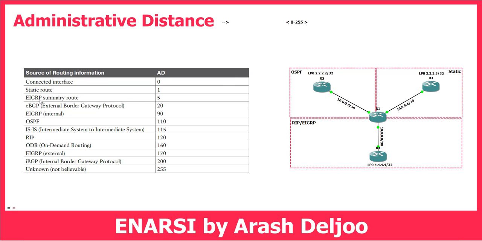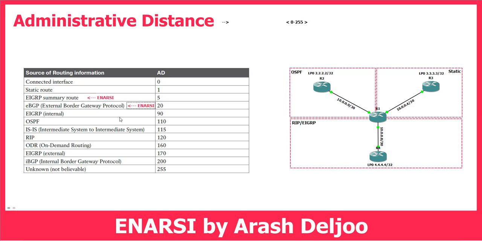About the EIGRP summary route, we have the administrative distance of 5. You didn't learn about the EIGRP summary route in this class. In future videos, you will learn about the EIGRP summary route, so don't worry. After that, about EBGP or external border gateway protocol, the AD is 20, and you will learn about EBGP in this class.